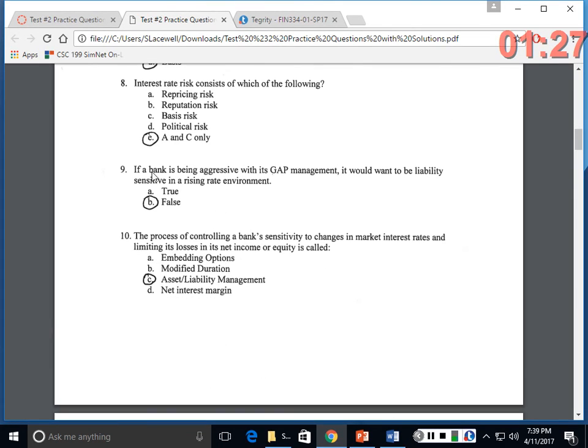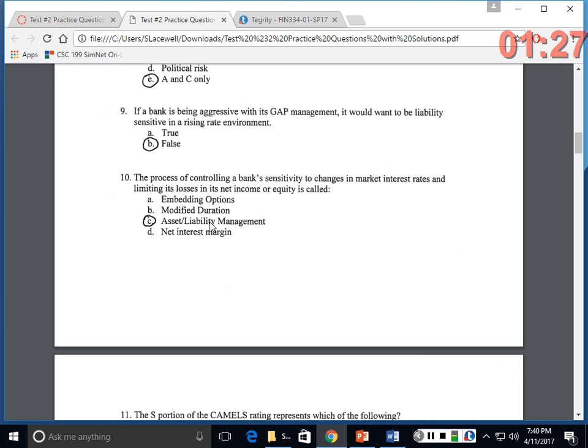So here's, for example, number 9. It says if a bank is being aggressive with its gap management, it would want to be liability sensitive if interest rates are rising. Well, if it's being aggressive, it means it wants to make money if interest rates go up or down. And so if interest rates are going up, you would want to be asset sensitive and not liability sensitive. Okay, so that would be false.